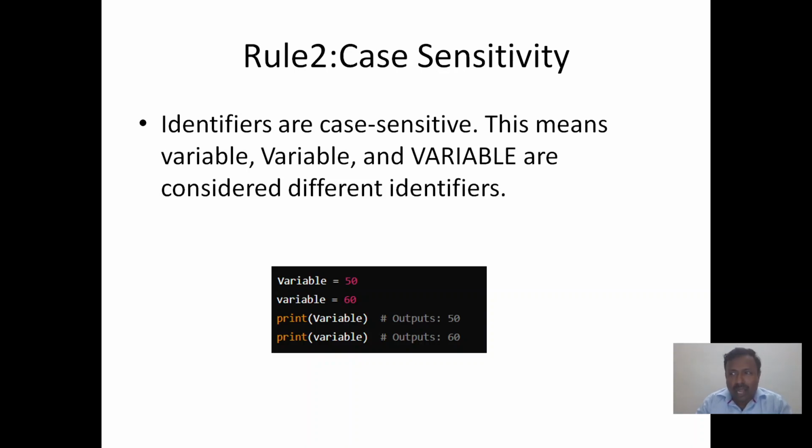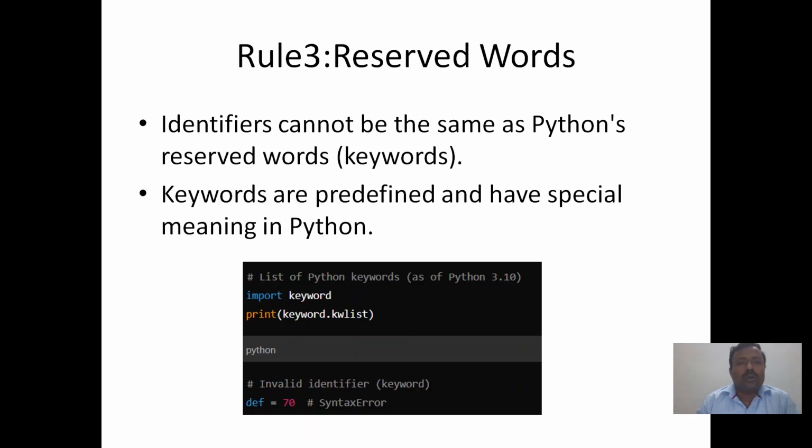That means if you use a combination of uppercase and lowercase, it will be treated as a different identifier. So here, variable, Variable, VARIABLE are three different identifiers. The reason is the first one is in small case, in the second one the starting letter is capital, and in the third one all are in caps. So these three will be considered as three different identifiers. Now let us go to the third rule.